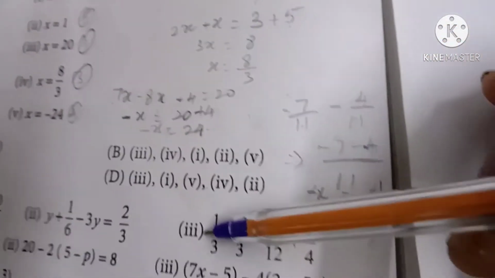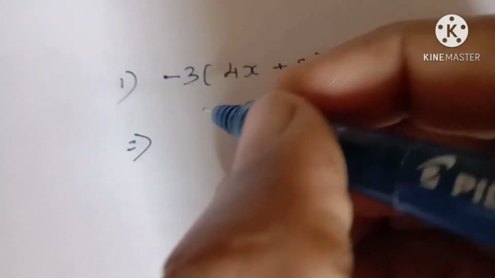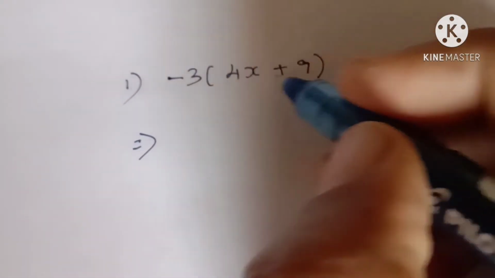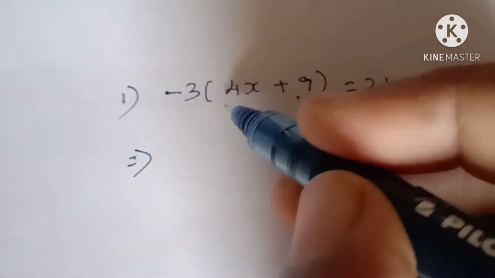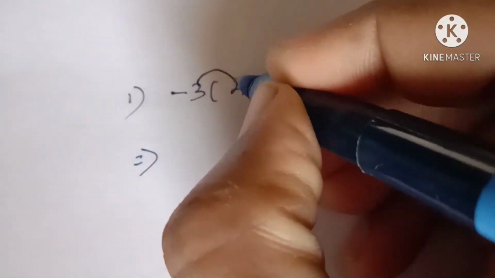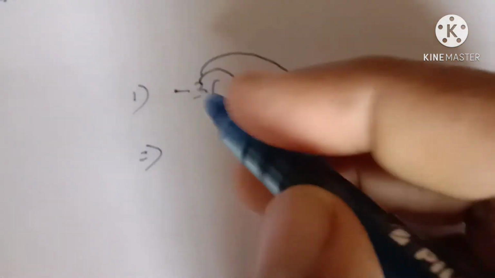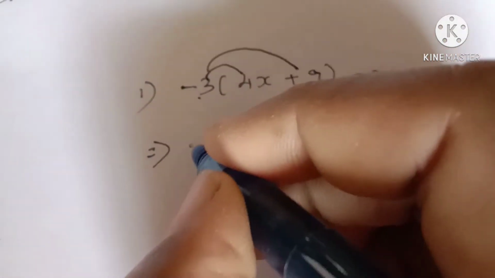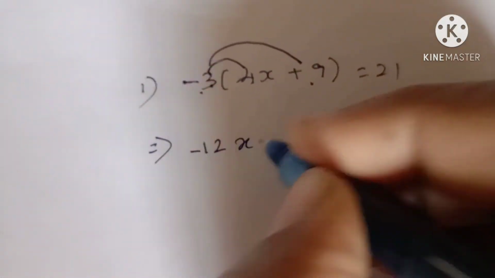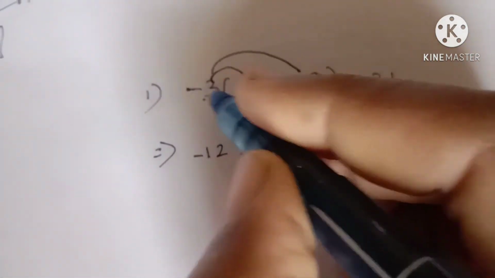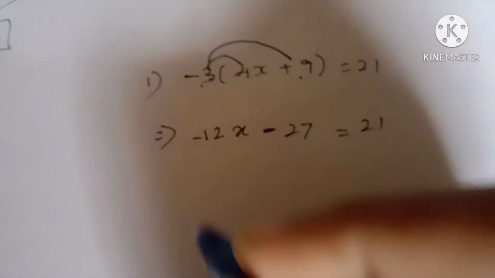Then third question, do as homework. We'll move to your fifth question. Find x: minus 3 into 4x plus 9 equal to 21. As minus 3 is outside the bracket, you have to multiply to both the terms which are inside the bracket because it is common to both the terms. Therefore 3 fours are 12, plus into minus is minus 12x, and then 3 nines are 27, plus into minus is minus 27, which is equal to 27.